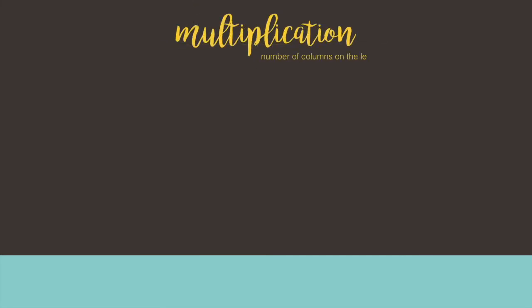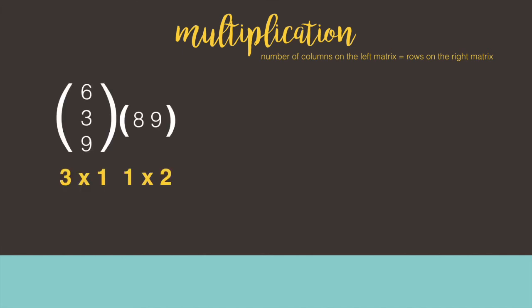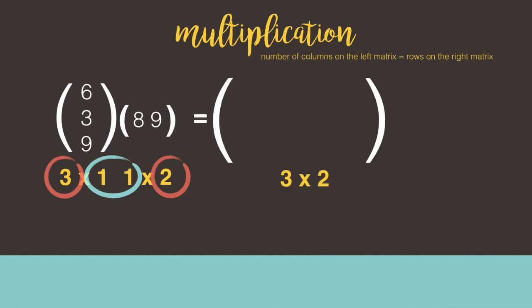Now this is where it gets a little bit tricky. For multiplication, we have to make sure that the number of columns on the left matrix has to be the same with the number of rows in the right matrix. For example, we have a 3 by 1 matrix multiplied by a 1 by 2 matrix. So these two numbers have to be the same. The product will be the numbers left, which is 3 by 2.